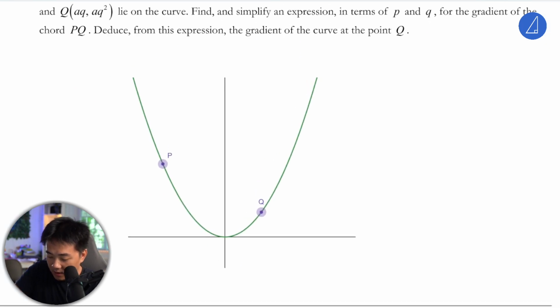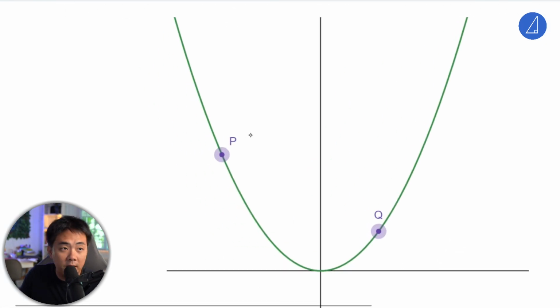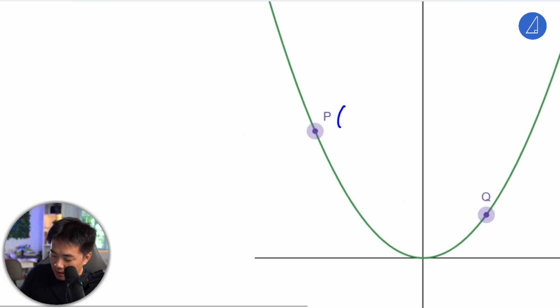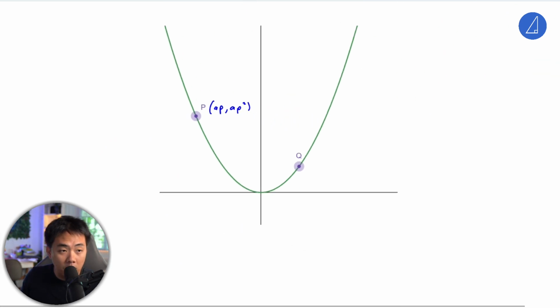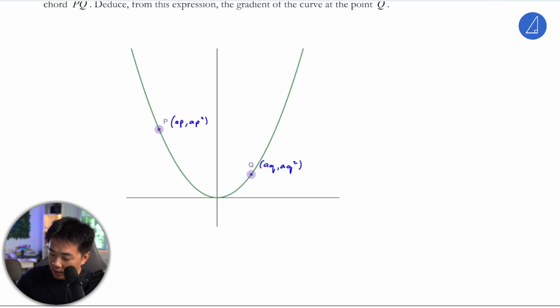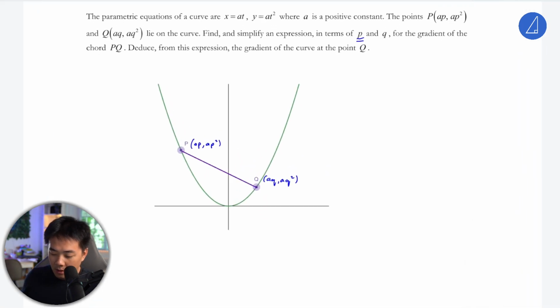Let's say I randomly pick a point P here. So this P has the coordinates where the parameter is p, so it has ap and ap squared. Then Q is aq and aq squared. So what we need to do here is find the gradient of this chord PQ. Shouldn't be an issue, the gradient of the chord.